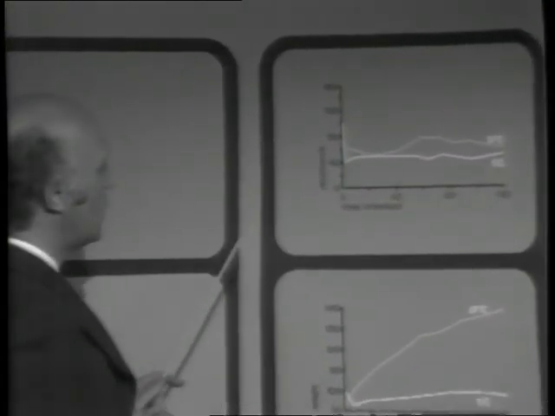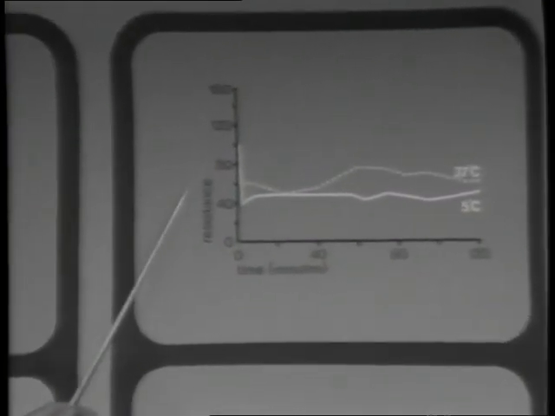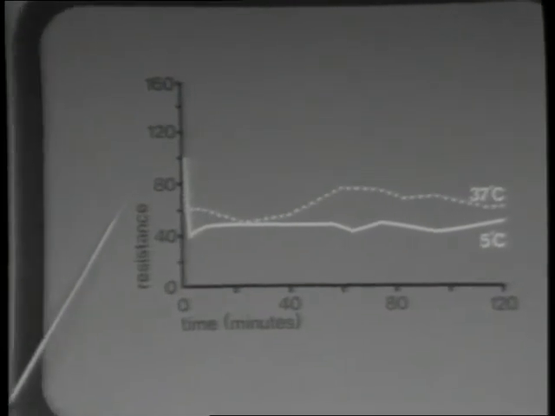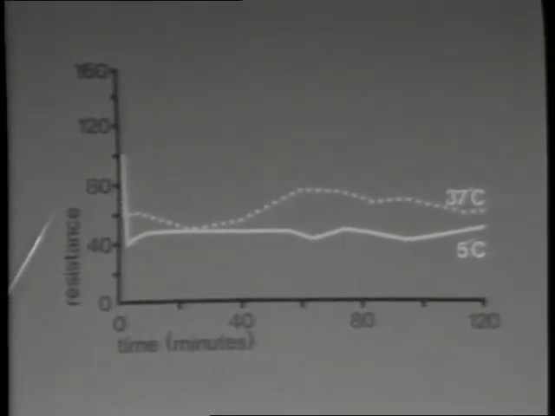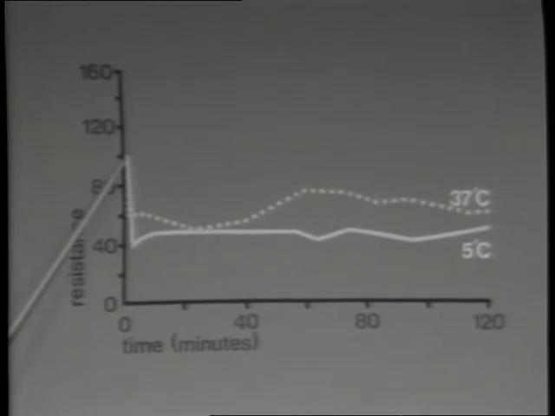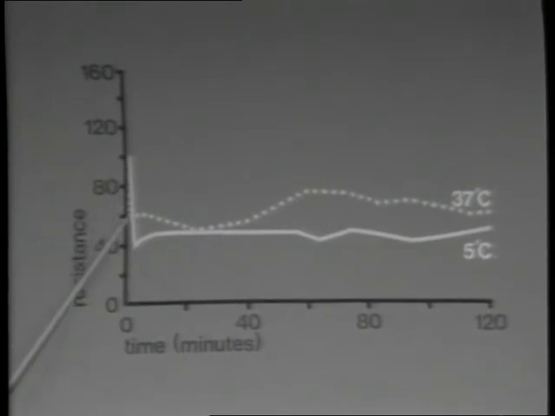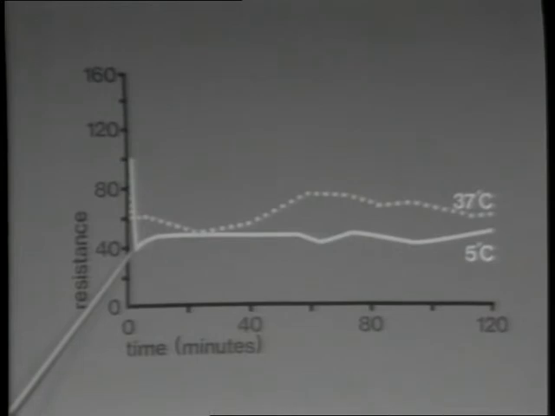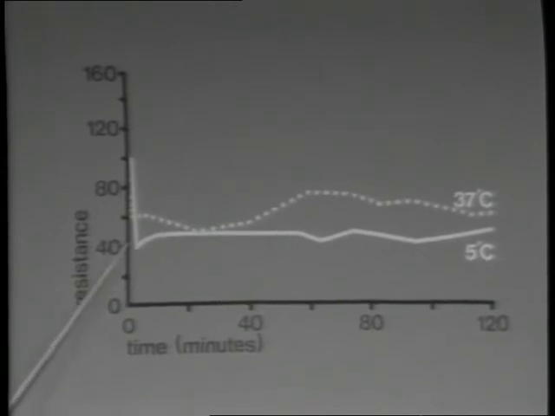I have here 2 charts which show the effect on vascular resistance and on weight gain, that is edema, of perfusion with 2 molar glycerol at 2 temperatures, at 37 degrees and at 5 degrees. You can see that when the cryoprotective agent is introduced into the perfusion circuit, the vascular resistance decreases. This is due to osmotic shrinkage of the endothelial cells, widening the capillary channels, and thereafter the vascular resistance stays constant.